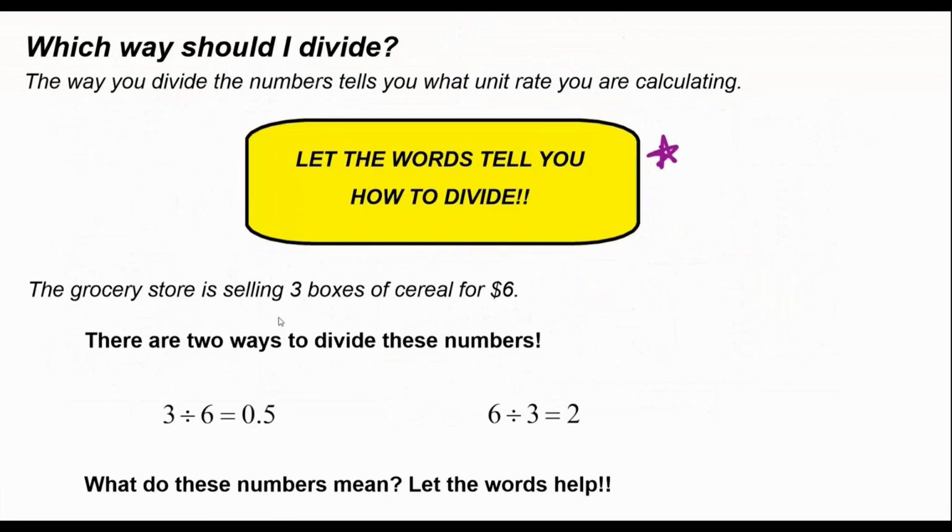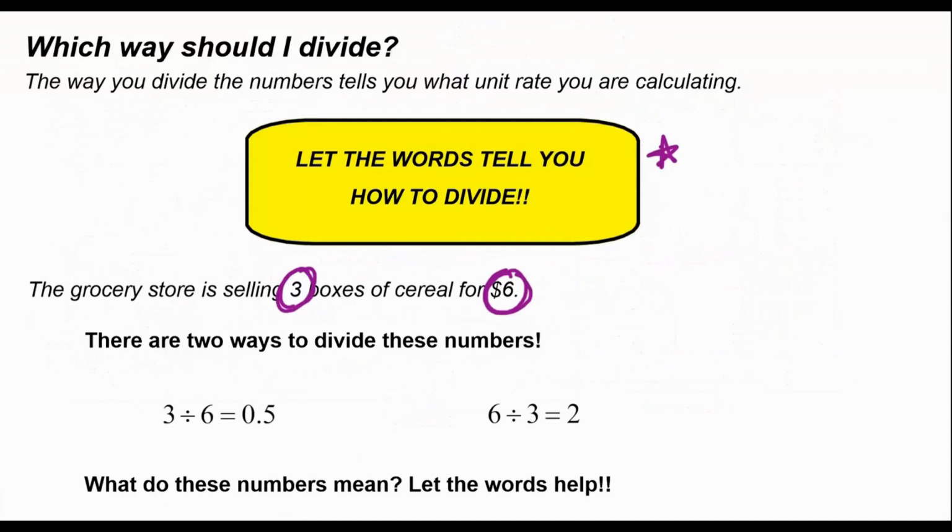The grocery store is selling 3 boxes of cereal for $6. There's actually 2 different ways to divide these numbers. I could take 3 divided by 6, or I could take 6 divided by 3. And those are going to give me 2 different answers. If I take 3 divided by 6, you get 0.5. If I take 6 divided by 3, I get 2.